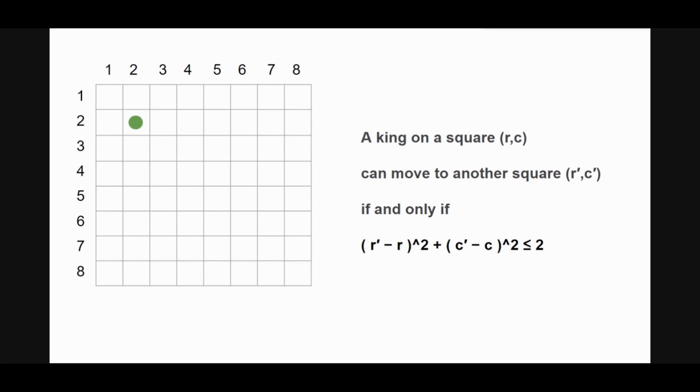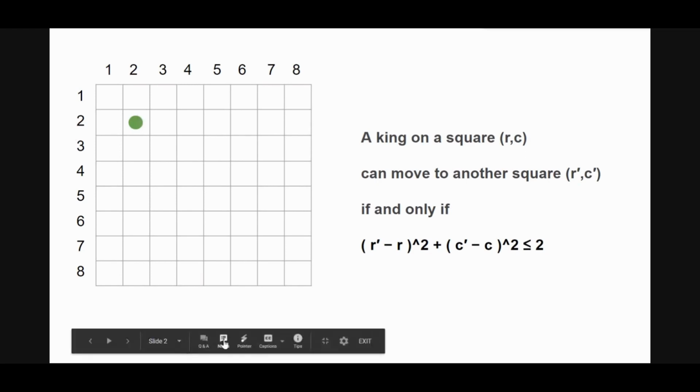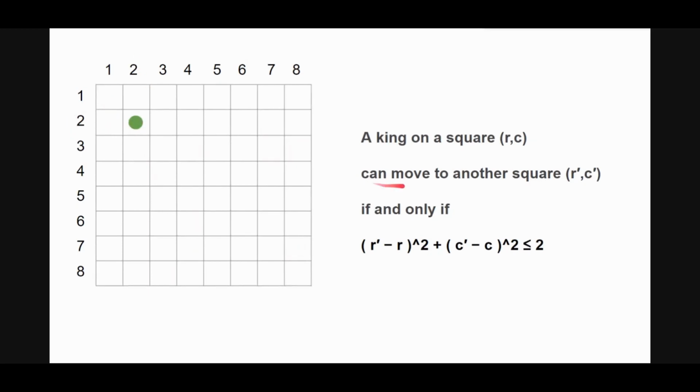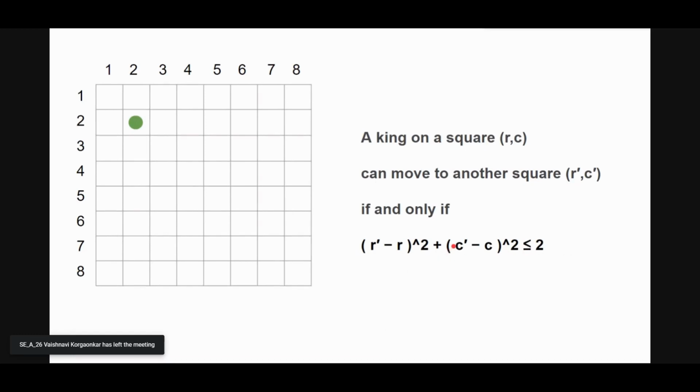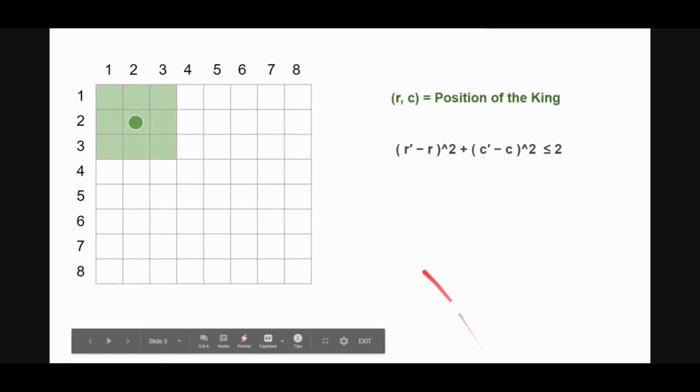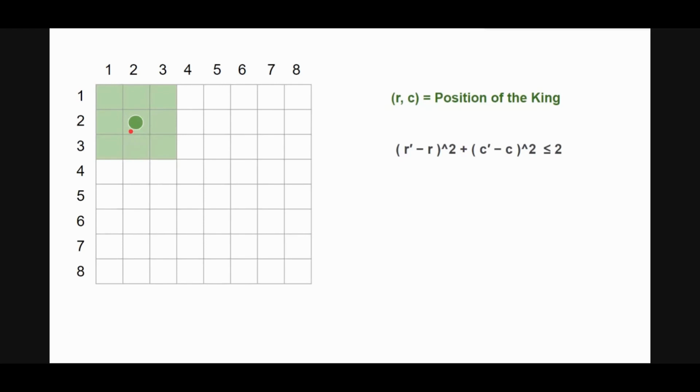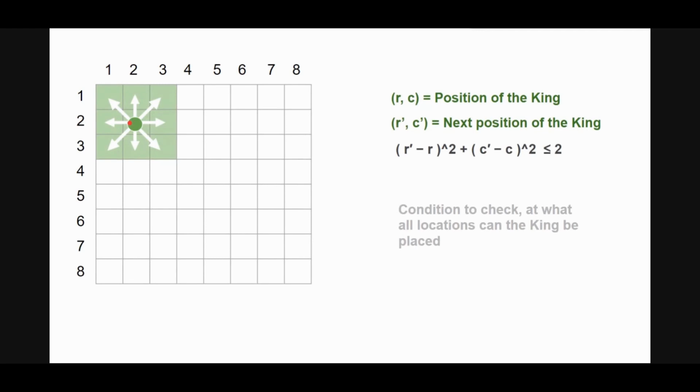A king on square r comma c, where r is 2 and c is 2, can move to another square r dash comma c dash. These all are the random squares which can denote r dash comma c dash if and only if this condition is satisfied. So this is the initial position of the king, and the shaded squares are the squares which you can visit in one move, and this is the condition. So here we can see that the king can move to all these squares.